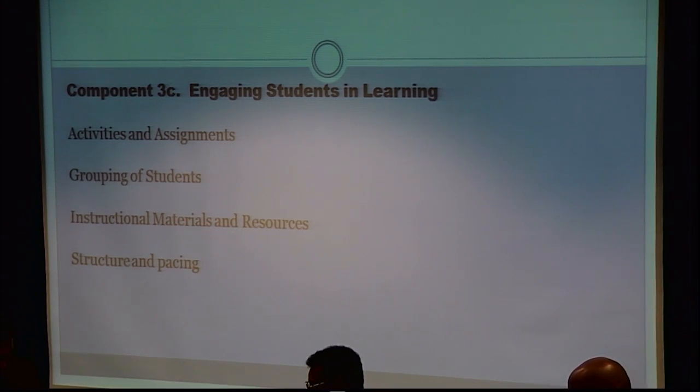Instructional materials and resources: are those directly related to what is being taught? Do students have choices? Are they responsible for helping manage those materials and resources? And then the structure and pacing of the lesson. Can it sometimes be too slow, can it be too fast, is it just right? Is there a structure and pacing? Those are the areas that each evaluator will look at in rating component 3C, engaging students in learning.